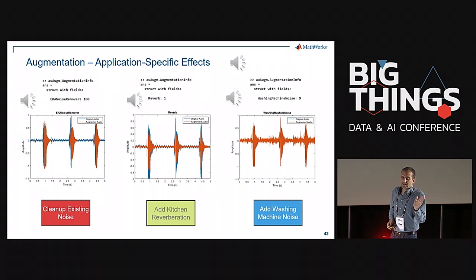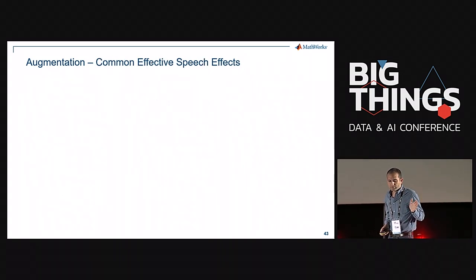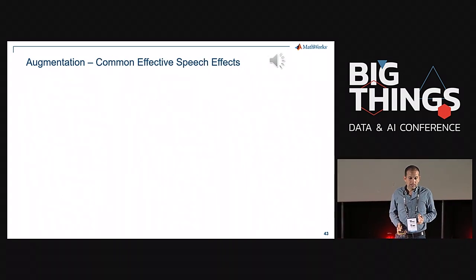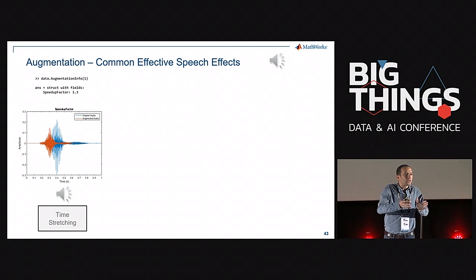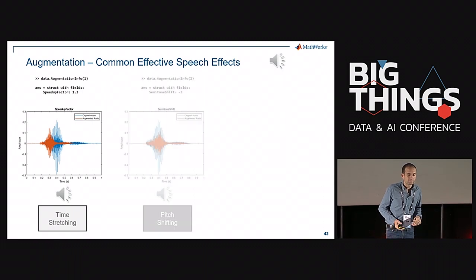There are other things that I've done specifically for speech. For example, this is the original: yes. And this is time stretching, which means the same pitch taking more or less time to play. It's a bit tricky to implement, but it's a common standard effect. It accounts for the fact that people speak faster or slower, starting from a single sample. A similar thing is pitch shifting: yes.